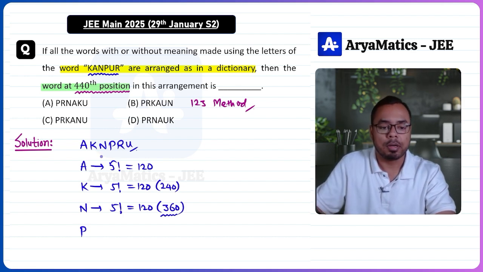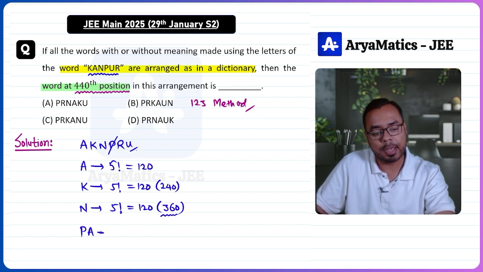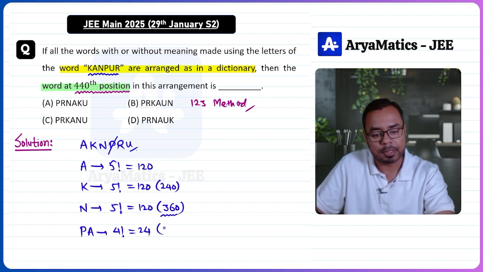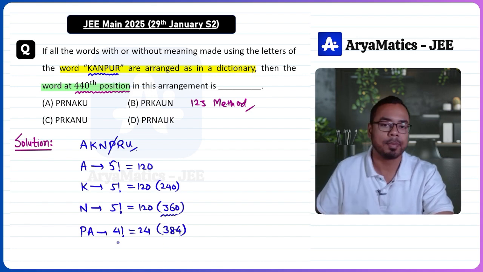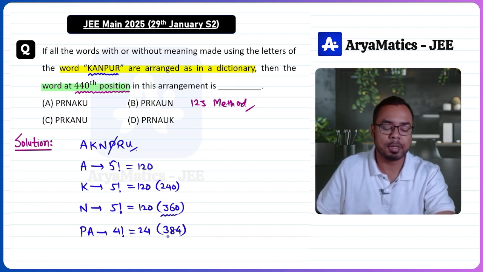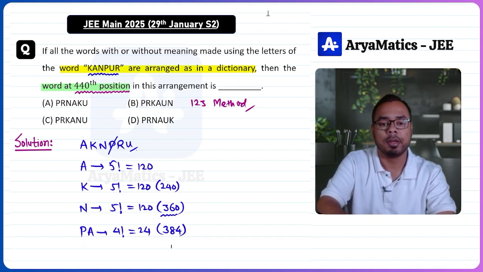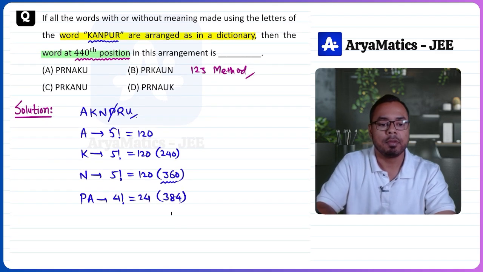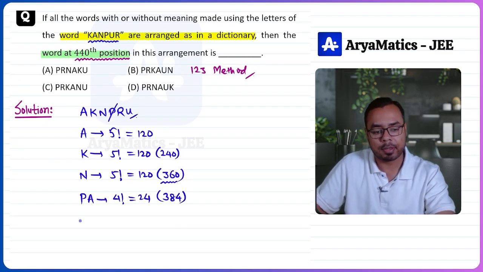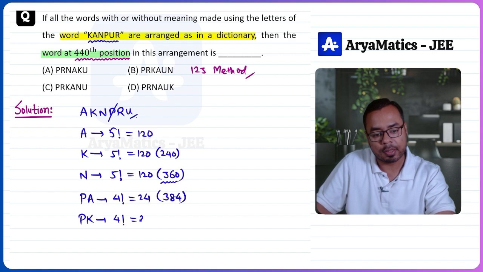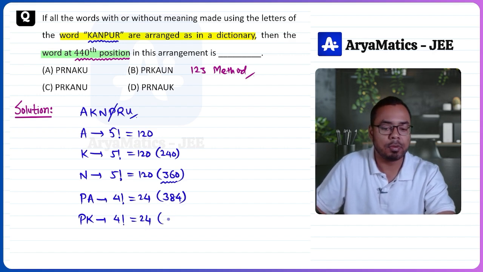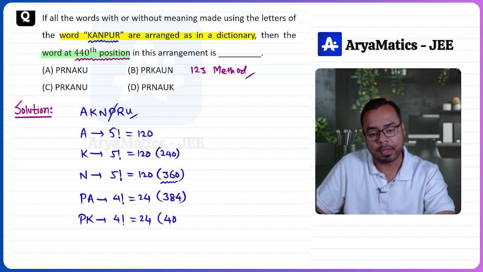So now P is fixed on the first place, but on the second place, first you'll get PA and then PK, PN and so on. With PA, you can create 4 factorial, that is 24 words. 360 plus 24 will be 384. So the word on the 384th place will be the last word starting with PA, right? After PA, we'll have words starting with PK. With PK, another 4 factorial, another 24. 384 plus 24 will be 408.